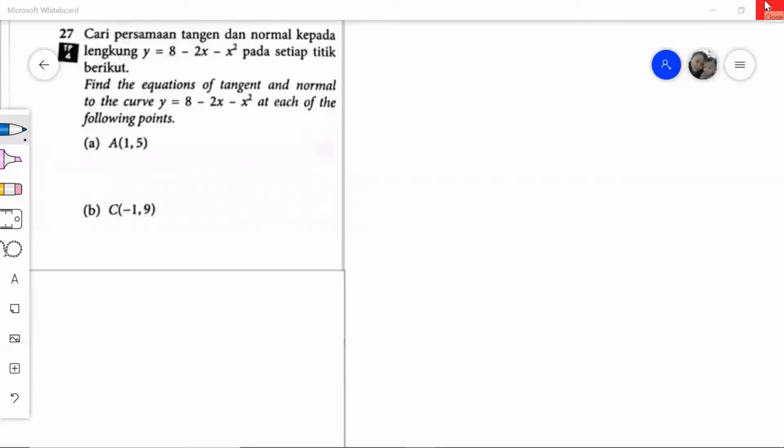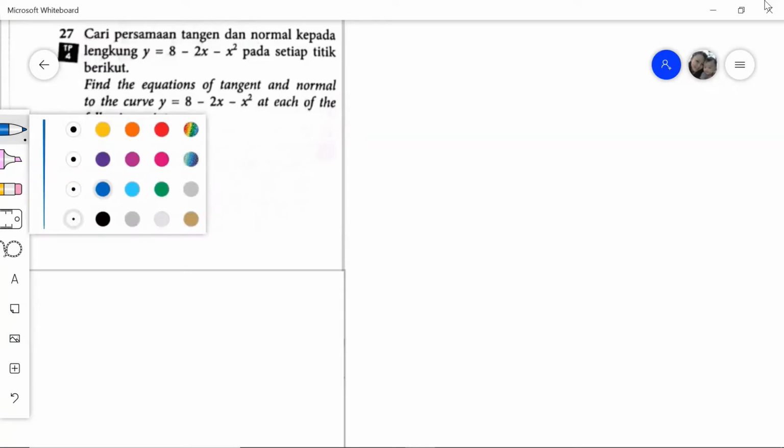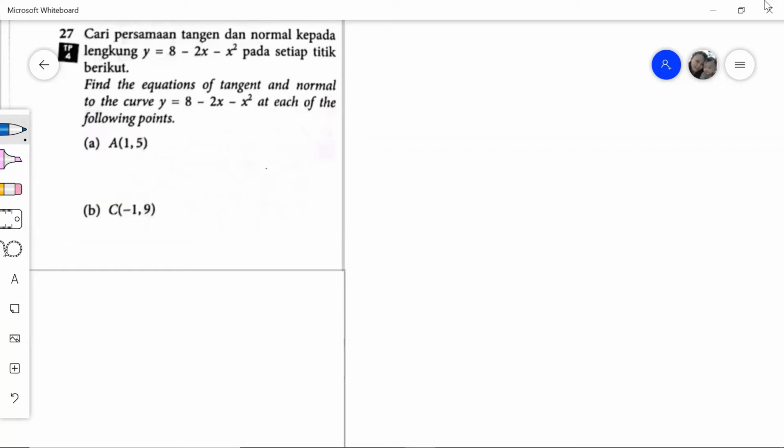Everyone, this is question number 27 in chapter 2. So we have to find the equation of tangent and normal to the curve y equals 8 minus 2x minus x squared at each of the following points. Now let's just sketch the curve first. So let's say this is the curve y equals 8 minus 2x minus x squared, and we have to find the equation of the tangent.